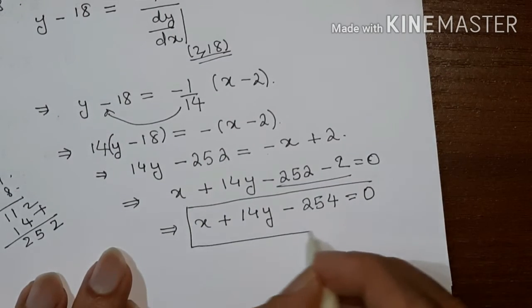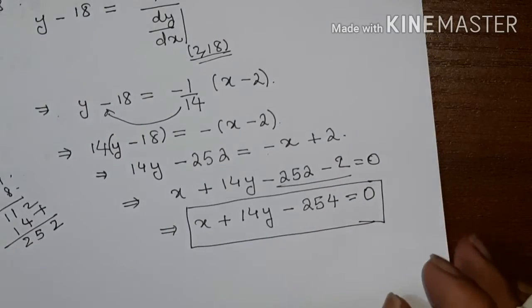So this is one of the equations of the normal. Okay, now let us find the second equation of the normal.